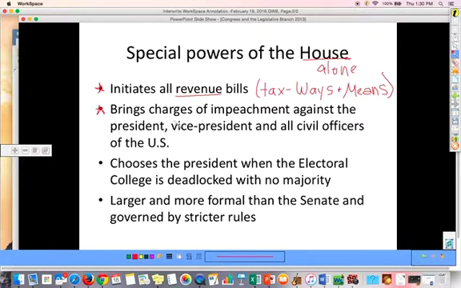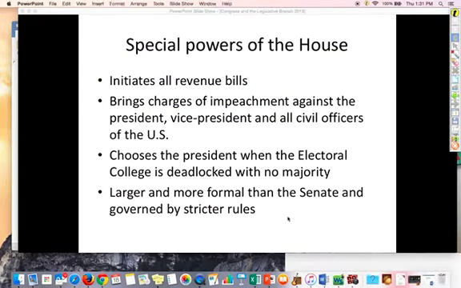Another special function of the House. Remember, the House only can bring a charge of impeachment, and impeachment is officially charging an official with wrongdoing. It can be president, vice president, or another civil officer. Number 3, they choose the president when the Electoral College is deadlocked. And number 4, it's a little bit larger than the Senate. It's 435 compared to 100. So the structure is much more formal than the Senate because they have so many people they have to go by stricter rules. So if you need to know any specific function about the House, those are the main details.